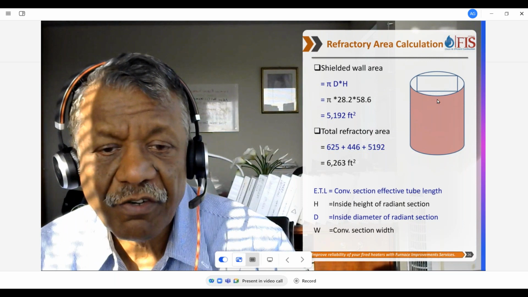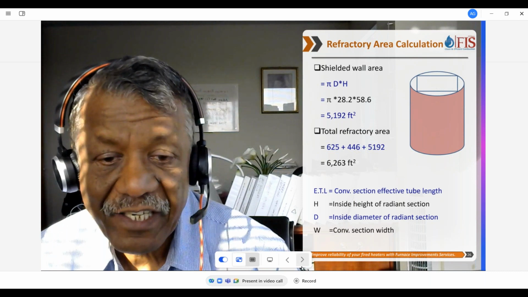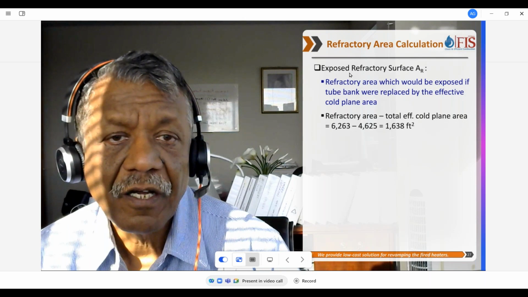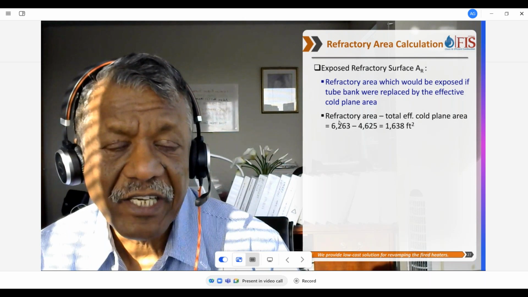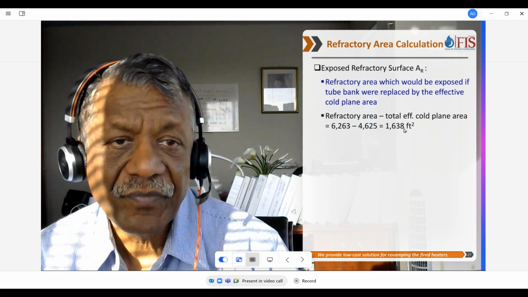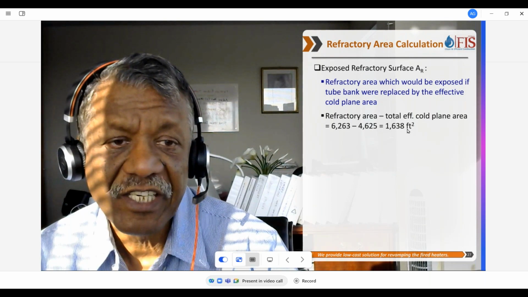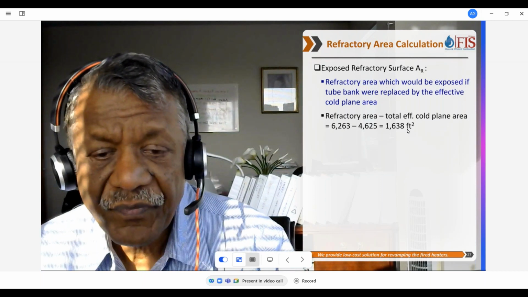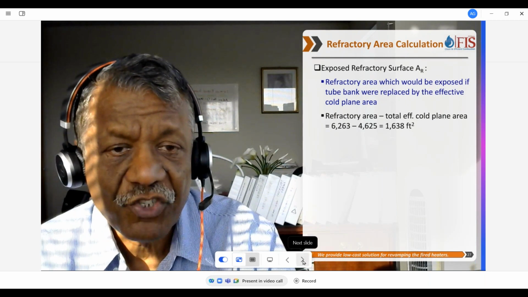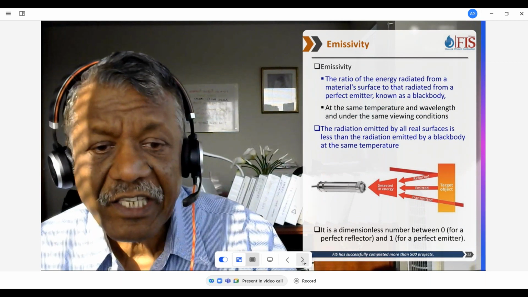And that's what we use for calculating our exchange factor. So we use this AR, exposed radiant area, and from there we subtract the total effective cold plane area. And when we do that, we get this AR upon the net refractory area, which is 1638 square feet. It looks a little complicated, but if you go one by one, it is very, very simple. It won't take much time for you to do this. You can do this. And then we talk about emissivity.